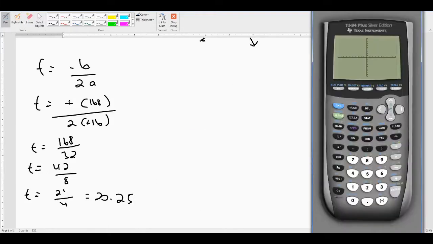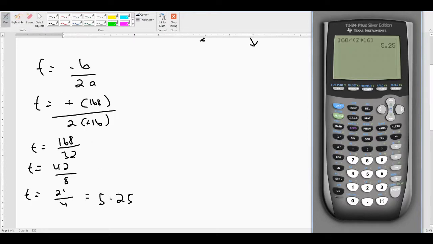Now, I easily could have just taken my calculator out and typed in 168 divided by parentheses 2 times 16, enter. 5.25. Where did I get 20 at? That's just crazy. Always check. Hey, always check. And then I can convert that to a fraction, which is 21 over 4.